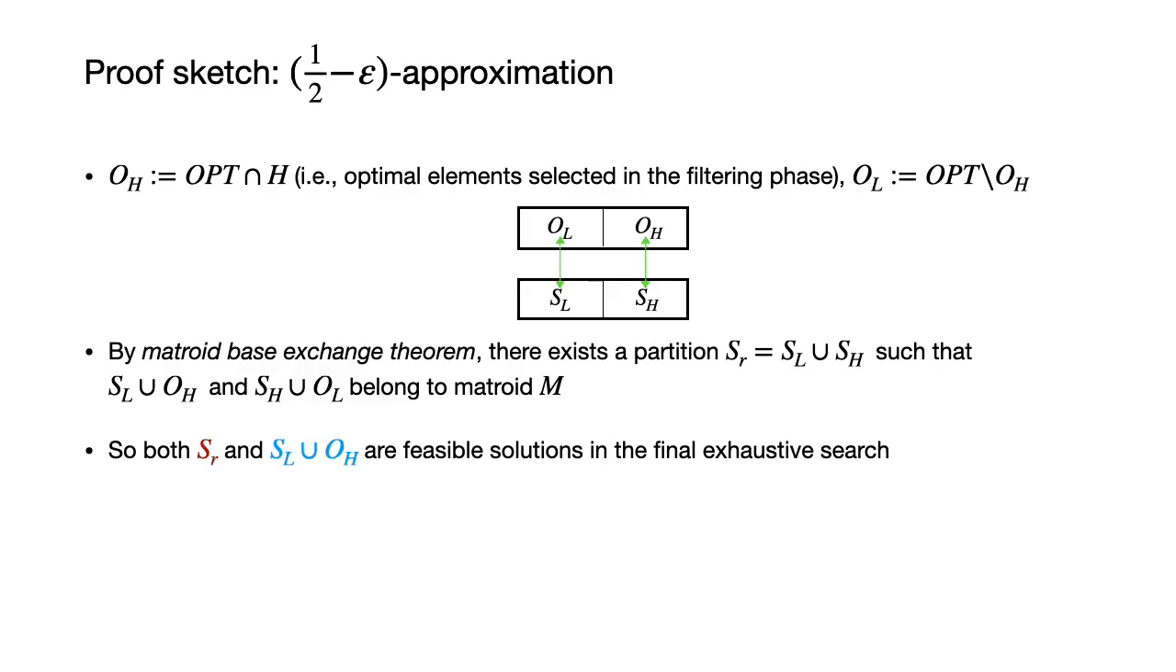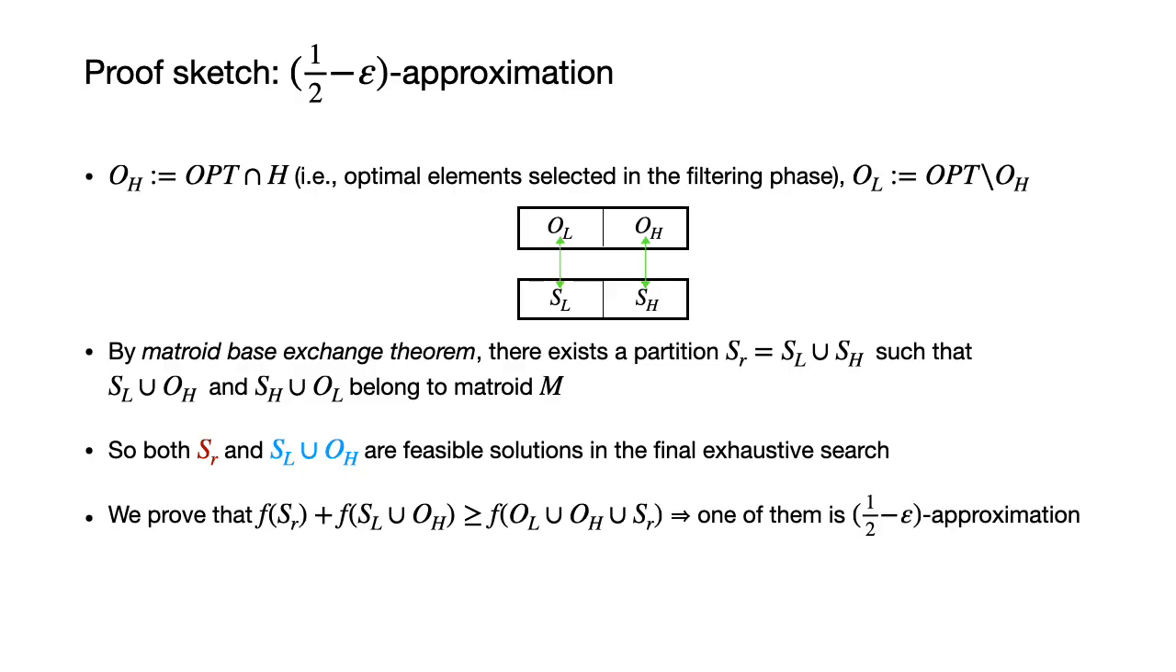So now both SR and SL union OH are feasible solutions that are covered by the final exhaustive search. Specifically, SL is a subset of SR, OH is a subset of H, and therefore SL union OH is a subset of SR union H. And SR is obviously also a subset of that, so they are covered by the exhaustive search. We will prove that the value of SR plus the value of SL union OH is at least the value of OPT union SR. This implies that one of the two solution sets must be a near one-half approximation.